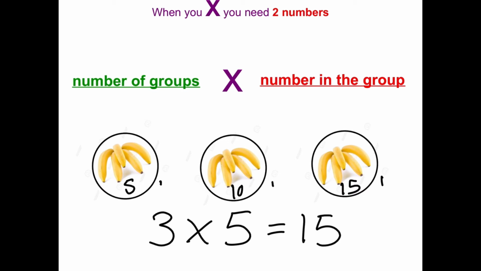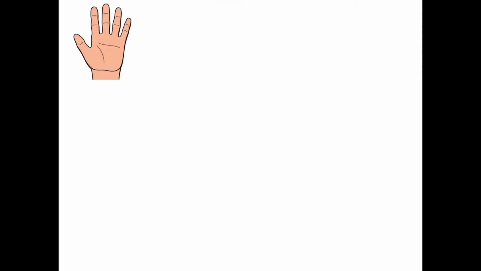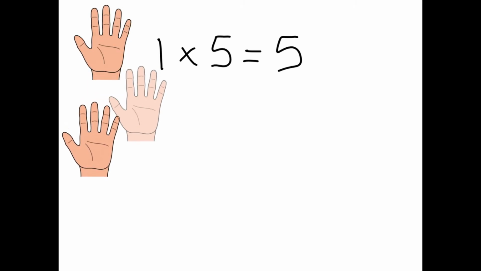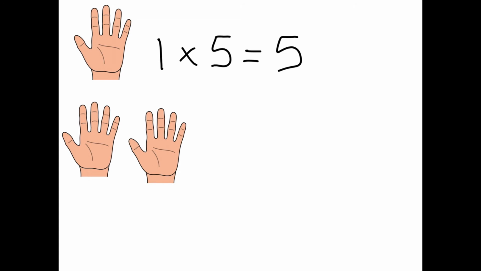Now in the story, I think they used a dog and a snail for counting in fives, but seeing as we have all got 5 fingers, I think it is far more sensible that we use hands, because they are really useful for counting in fives. So this picture shows us one hand with 5 fingers. So that's 1 times 5 equals 5. Let's make it into 2 hands.